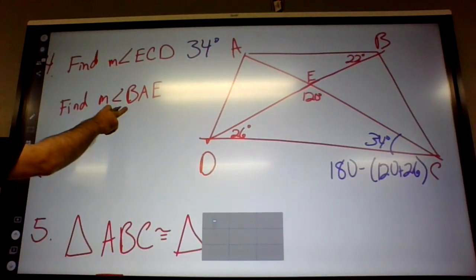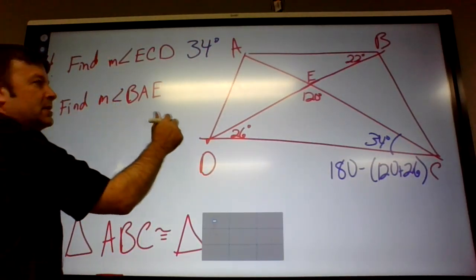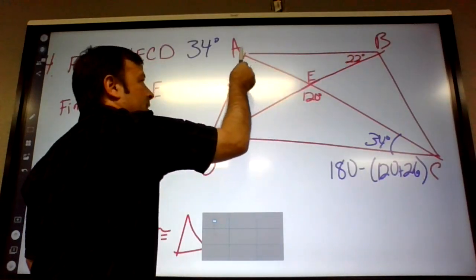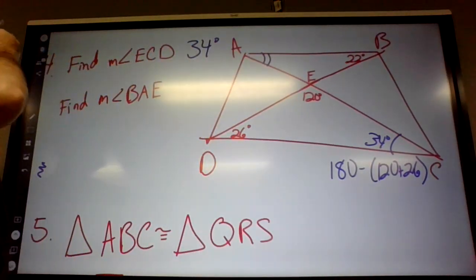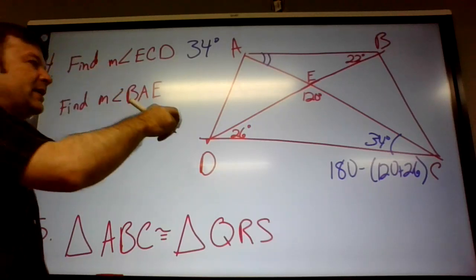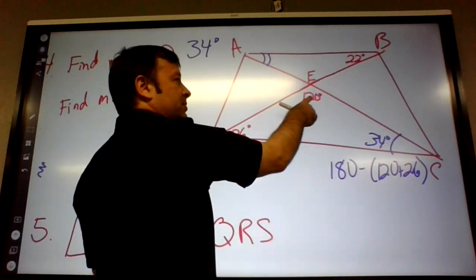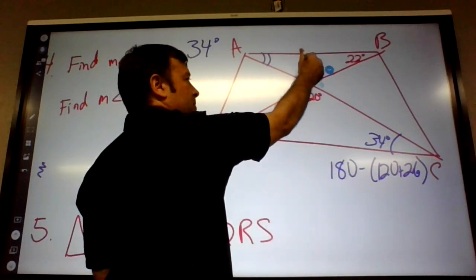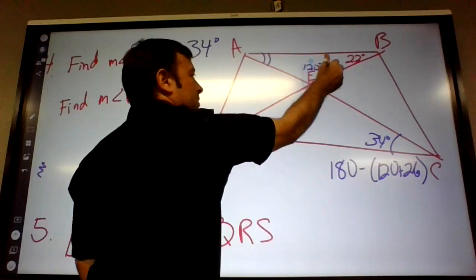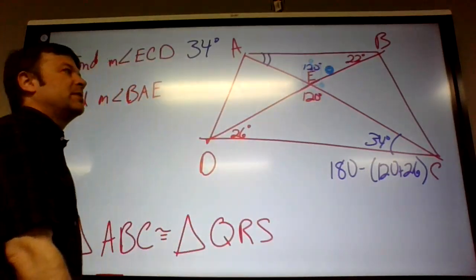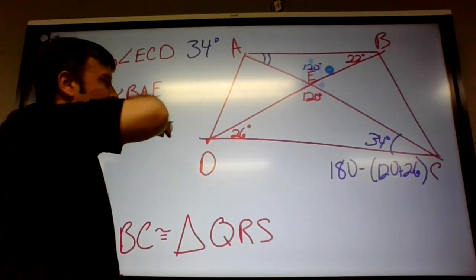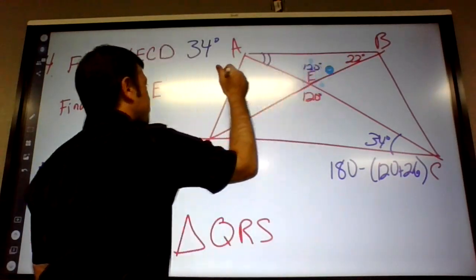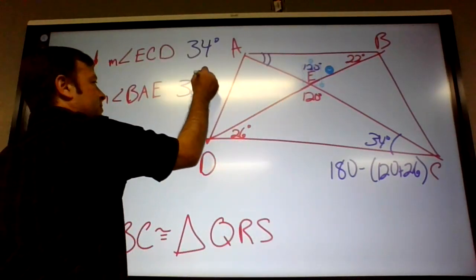Okay, measure of angle BAE. So BAE, right there. Almost the same thing. If this is 120, well, what else do I know? That's 120. That's 120. So 180 minus 142, almost the exact same trick. 142, so that'd be 38 for this one.